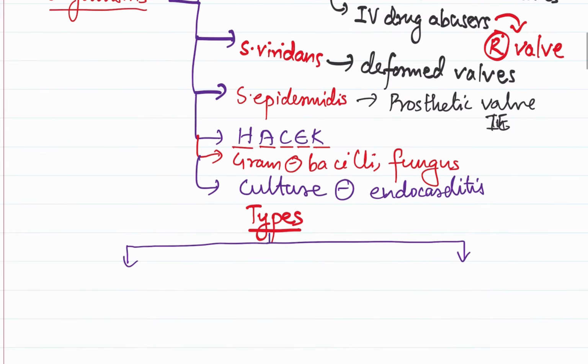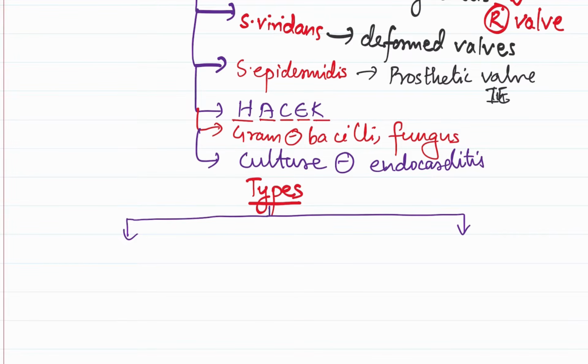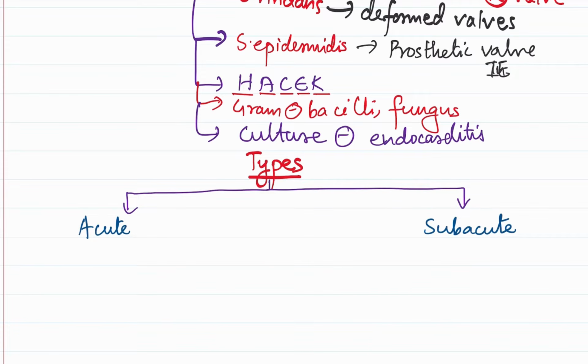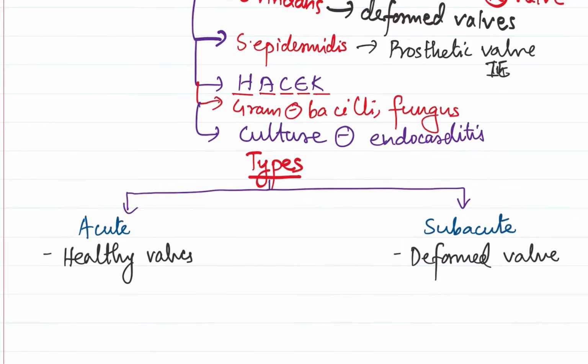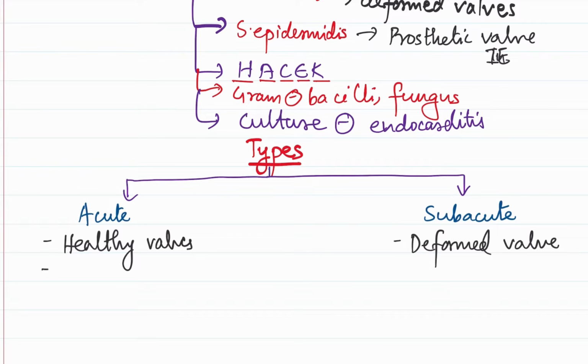So having said that, now let's move to the two types. Traditionally, we divide infective endocarditis into an acute type and a subacute type. Now the characteristics are easy to remember. Acute type is a more severe form, whereas subacute type is a milder form. So acute affects even healthy valves, whereas subacute only affects the deformed valves. So there must be a pre-existing valvular deformity for subacute infective endocarditis to occur.